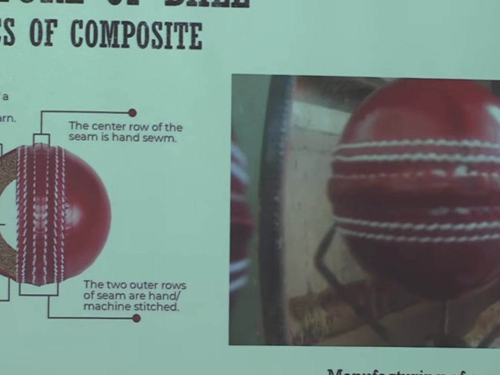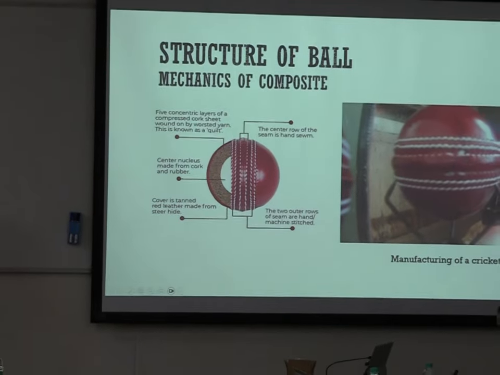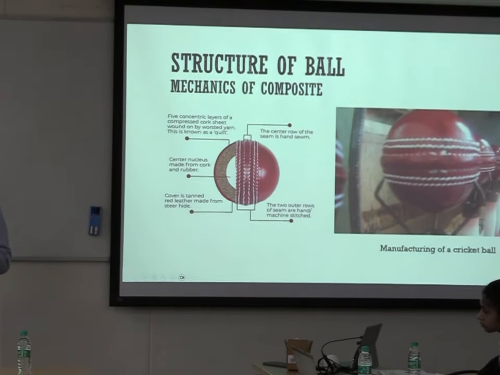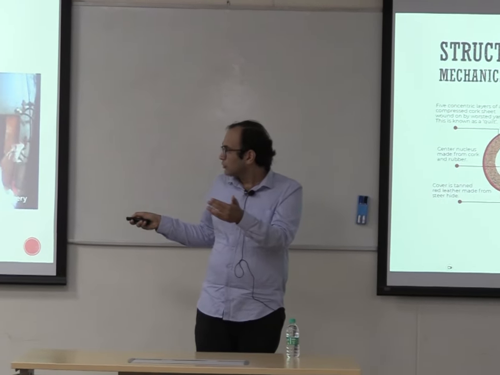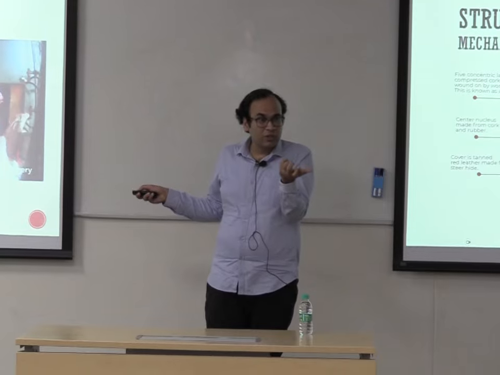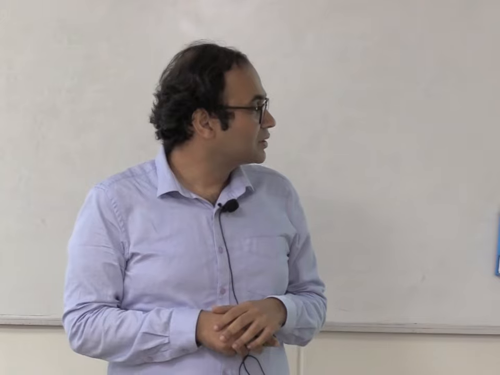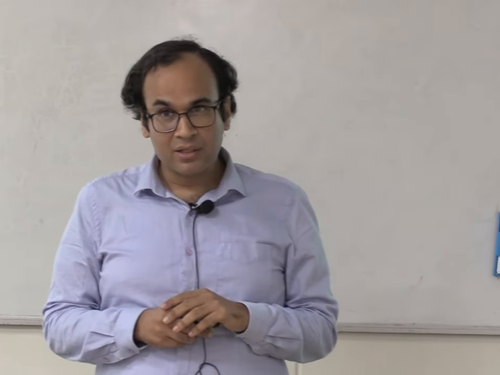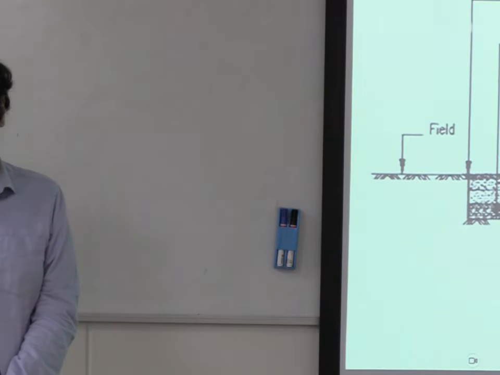Is there anyone who has a doubt understanding this briefly? Okay, in the language of engineers, we call this material a composite material. We call it a composite material because it is actually made up of different kinds of things. If it was, for example, just the cork, we won't call it a composite, but it's not. So that makes it very particular, and the discussion about this ball was important because cricket is one of the only sports which has swing in it, and which plays a big role later on. Okay, so now I'll move to the next part, which is the structure of the cricket pitch.